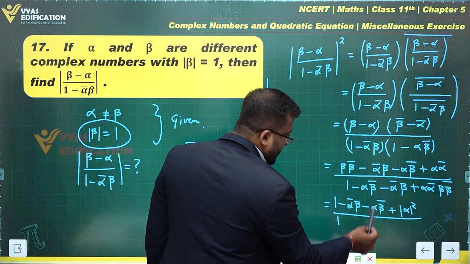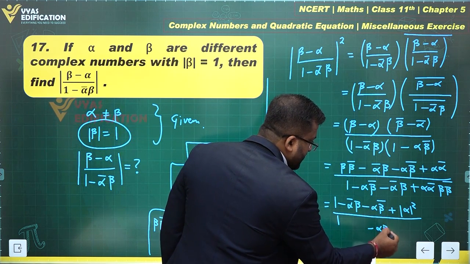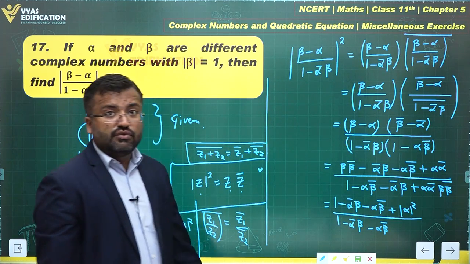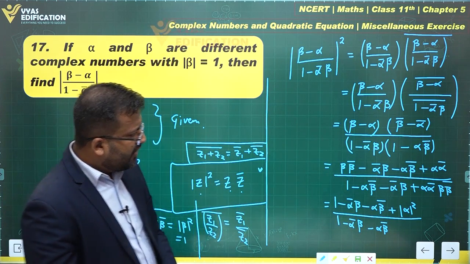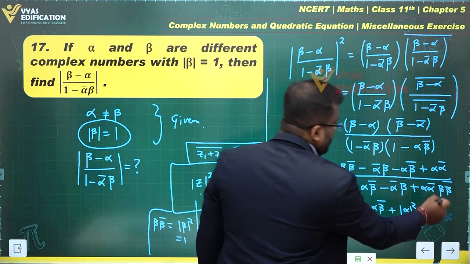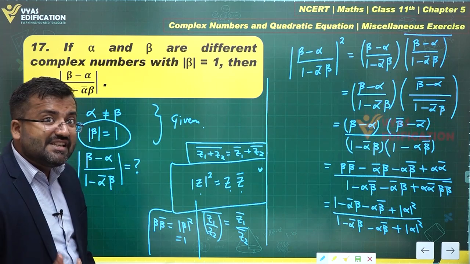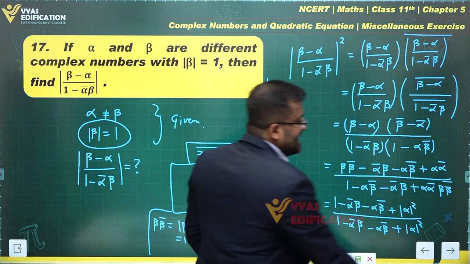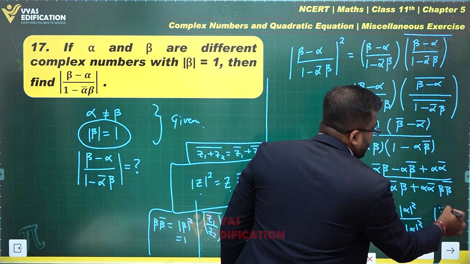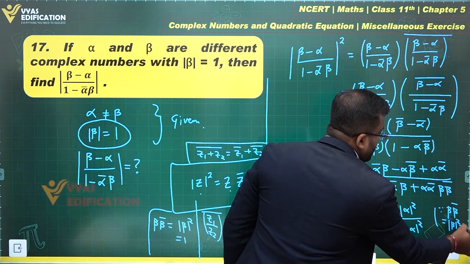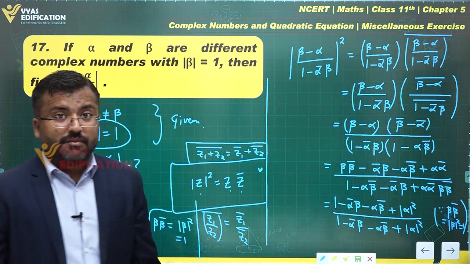Then there is an alpha beta bar. Let's write it over here. There's alpha bar beta, let's write it over here. Those are the two terms. What about the last term? You have alpha alpha bar, which is mod alpha square. What about beta bar? Beta beta bar is mod beta square, which is equal to 1, and this is what I get. Since beta beta bar is equal to mod beta square is equal to 1. That's what we have in the bracket over here.